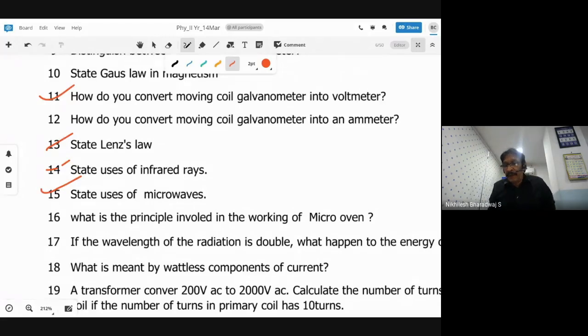Once again, I repeat, radio waves are used in micro ovens. These are absorbed by the water, fats, and sugar and converted directly into heat.